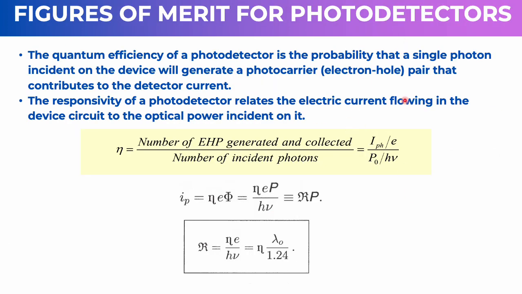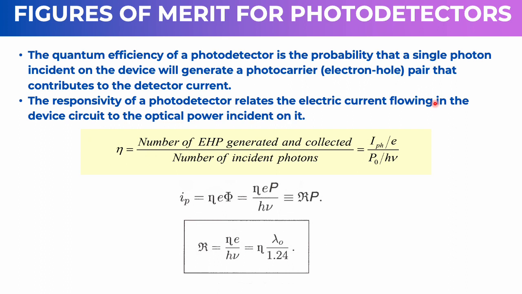Now that we have discussed many types of photodetectors, we can look at how we can grade these photodetectors. There are many figures of merit which are used, but the most important ones are quantum efficiency and responsivity. Quantum efficiency is defined as the probability that a single photon incident on the device will generate a photocarrier pair that contributes to the current in the detector.